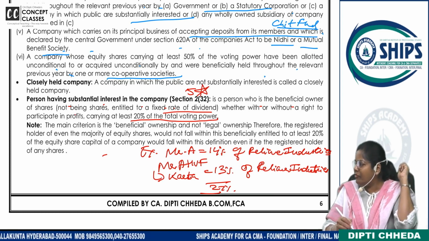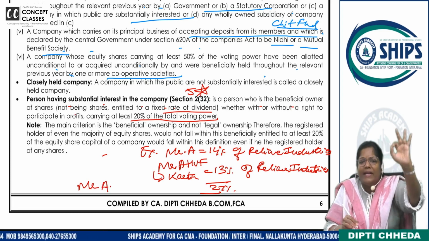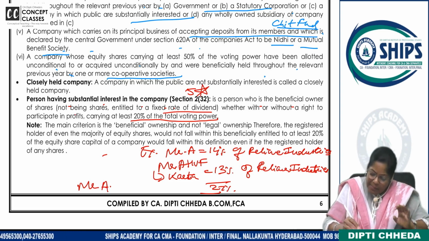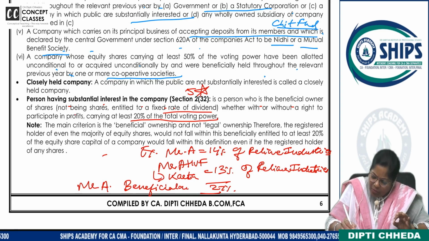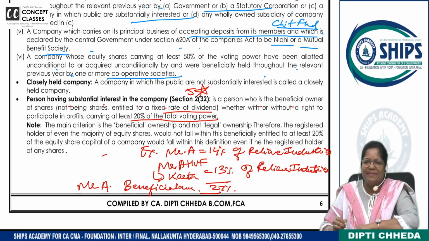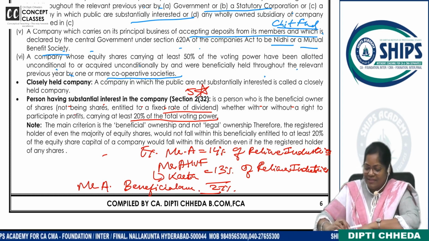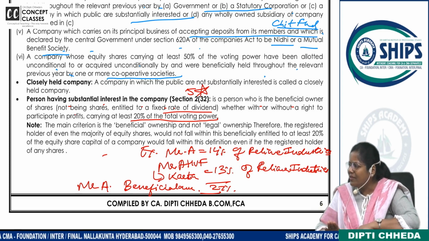27%. Is it above 20%? Can we say Mr. A is legally holding 14% share, but he is a beneficial owner of 27% share? I know this is a little bit technical, like 1% law, but clear or not?